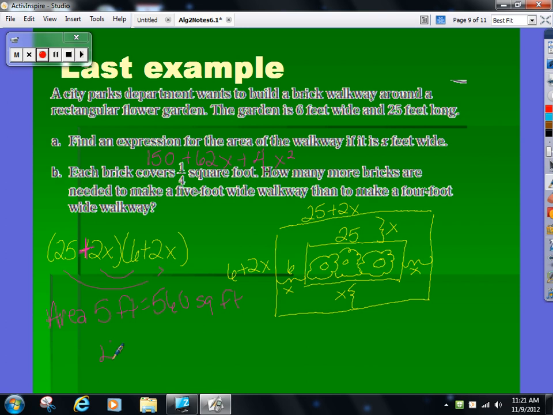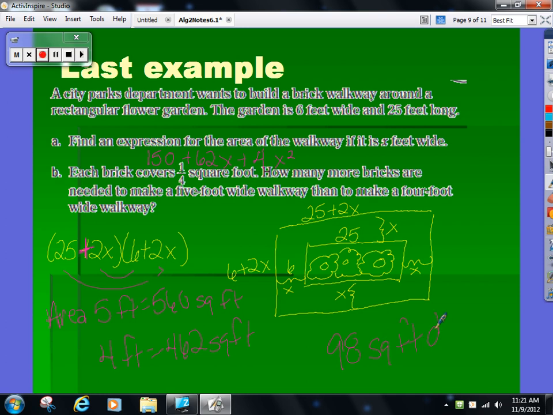The area of the 4-foot walkway is going to be 150 plus 62 times 4 plus 4 times 16. And I get 462 square feet. We want to know how many extra bricks I need, so I kind of need to know the difference of the area here. So I'm going to take 560 minus 462, and I have 98 square feet difference.